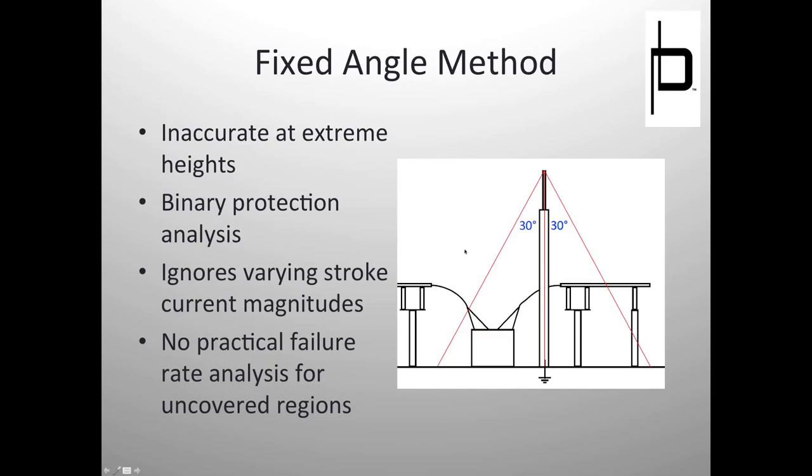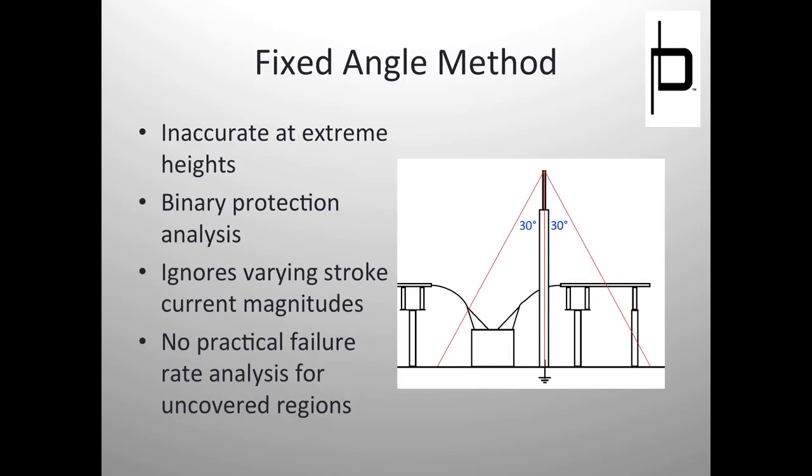Another issue here is that it's a very binary protection analysis. This is what you asked me earlier: is everything underneath the red line protected? I said yes, and everything outside the red line is not protected. It's either protected or not protected. That's simple, and that's good that it's simple. But the problem is it's not always practical for substation designers and protection designers.